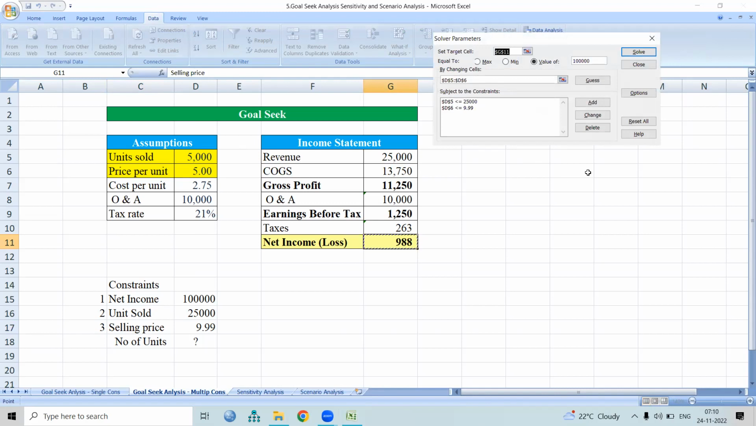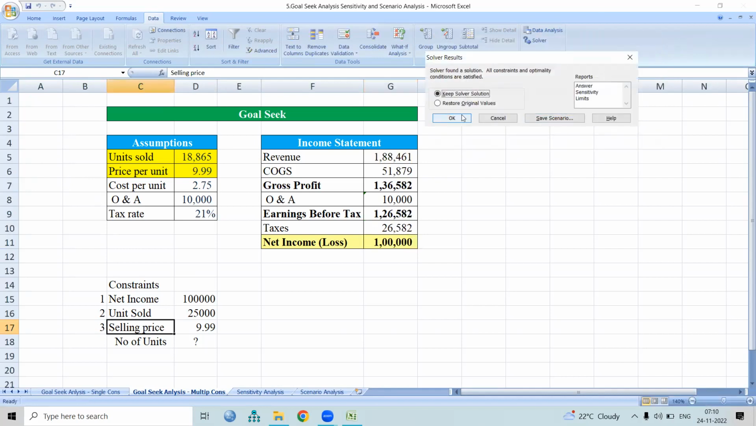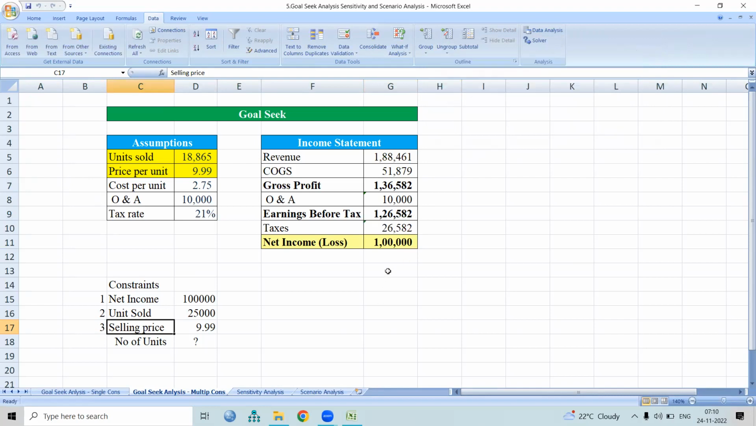So we have added two constraints here. The value which appears in D5 should be less than or equal to 25,000. The value which appears in price per unit must be less than or equal to 9.99. The input is ready now. Click on this solve button.